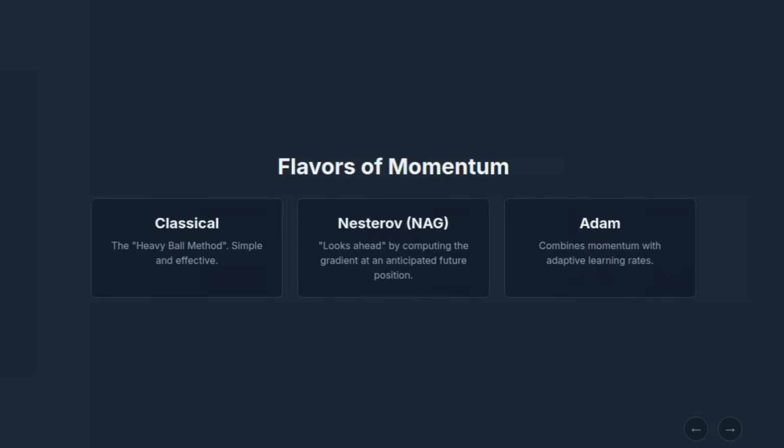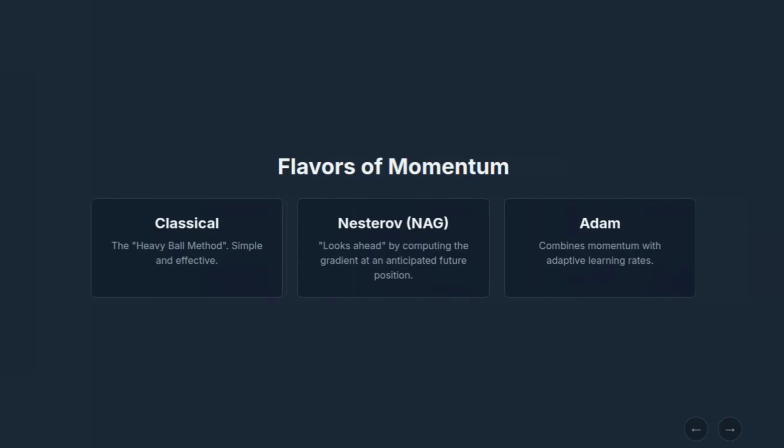First up, classical momentum, also called the heavy ball method. This is what we just covered. Simple, effective, and widely used. Next, Nesterov accelerated gradient, or NAG. This is momentum with a twist. Instead of computing the gradient at the current position, we compute it at the anticipated future position. It's like looking ahead before you leap. NAG often converges faster and with better stability.